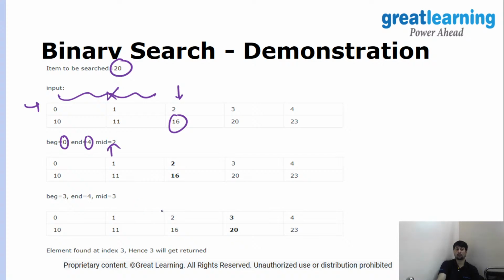Going to the next iteration, you find out the mid. Your beginning is 3 and your end is at 4, because these are the updated beginning and ending, right? In the next iteration you are able to find 20 because this is the middle index, that is 20, and our element that we were trying to search is also 20, so you are able to find 20 in 2 iterations.